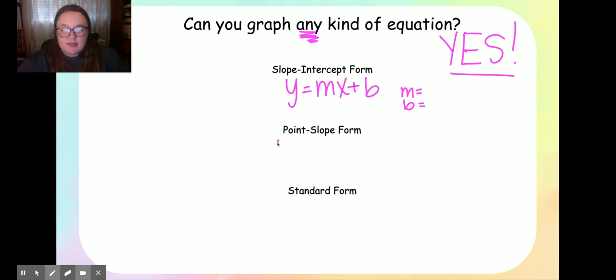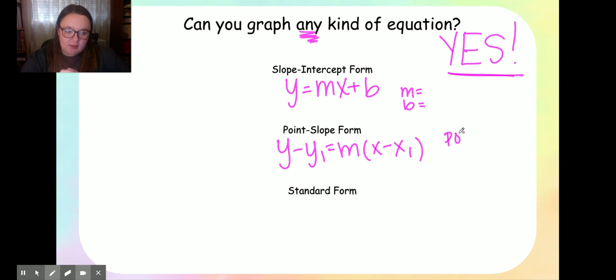Can you graph point slope form that looks like this? y minus y1 equals m parentheses x minus x1. My hope is that you can answer that with a yes. You can graph point slope form by pulling out that point, right? Being careful with the x1 and the y1 if it's negative, positive, pulling out the slope and using those two things to graph it. The last question is, can you graph an equation in standard form that looks like this?